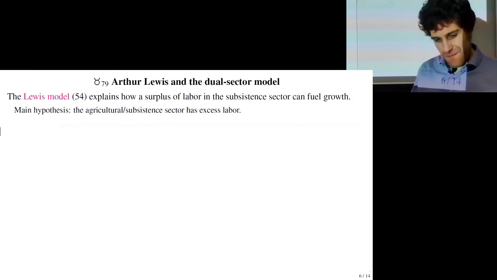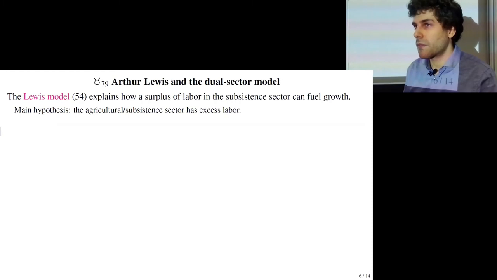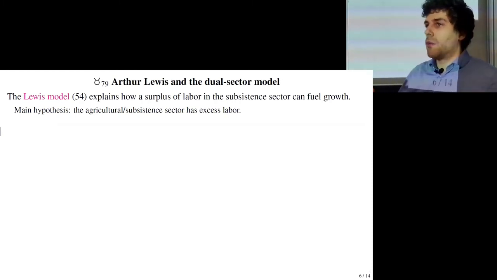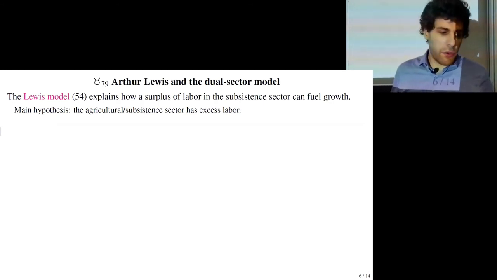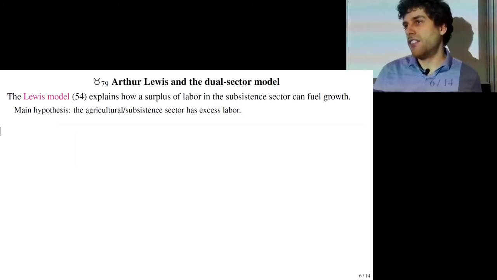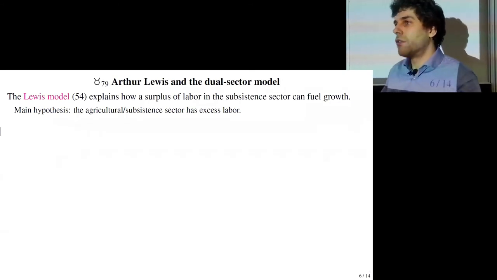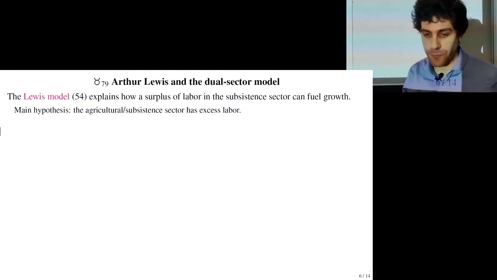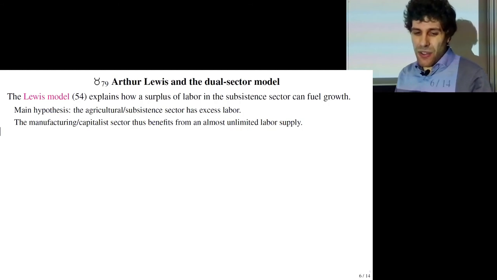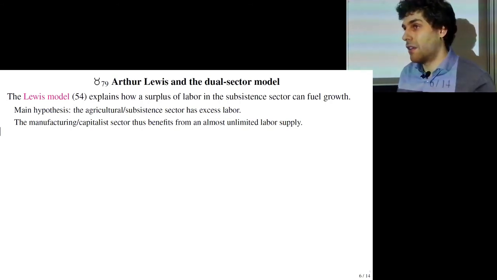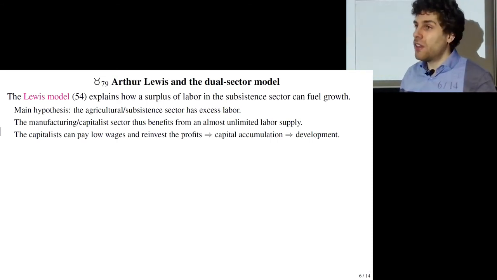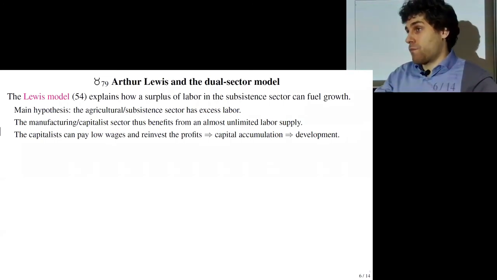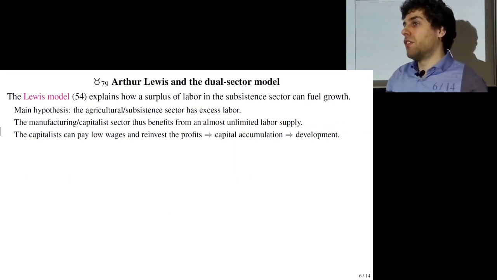The idea is that the subsistence sector has excess labor. This is for two reasons. First, there has been recent progress in the country in agricultural productivity, and demographic growth. And so there are many people in the countryside that are unproductive because we don't really need them on the fields. There are enough people already. This benefits the manufacturing sector in the cities because it provides an almost unlimited labor supply. So you don't have to increase wages to attract more workers. The capitalist can pay low wages and reinvest the profits, which leads to capital accumulation and, in fine, development.